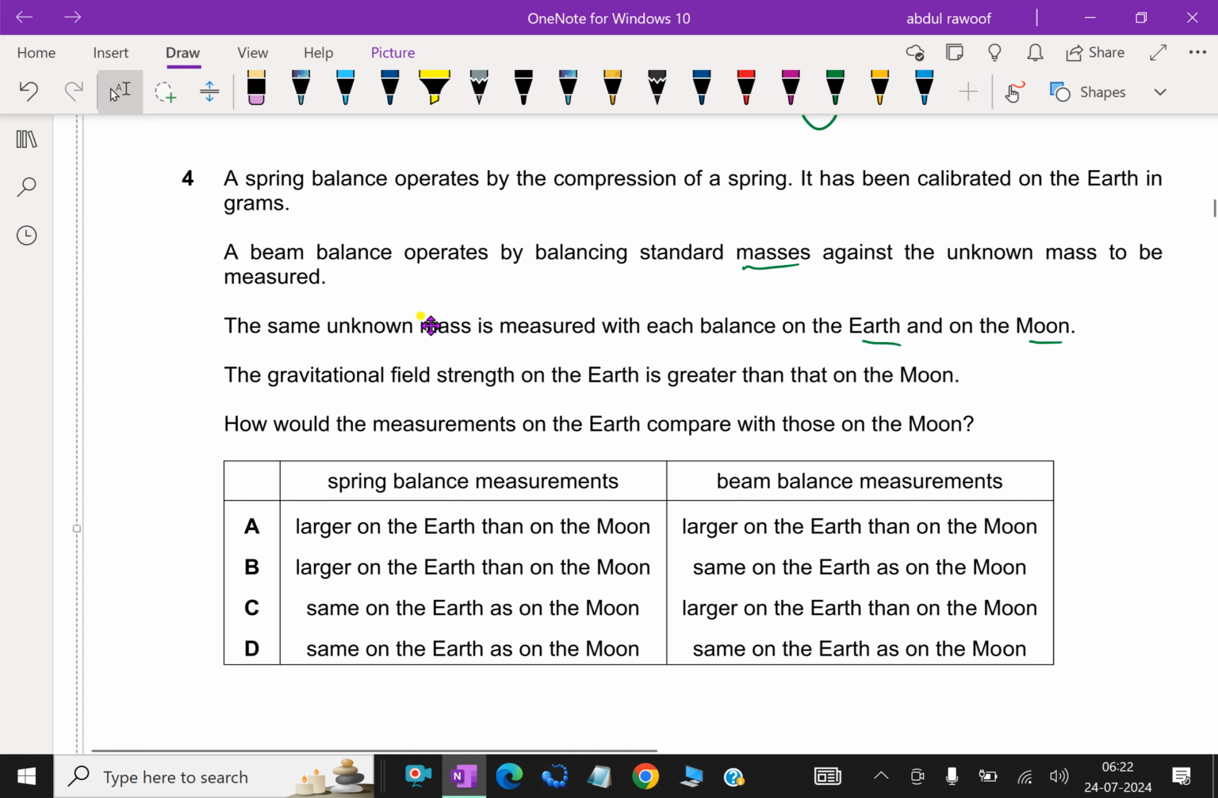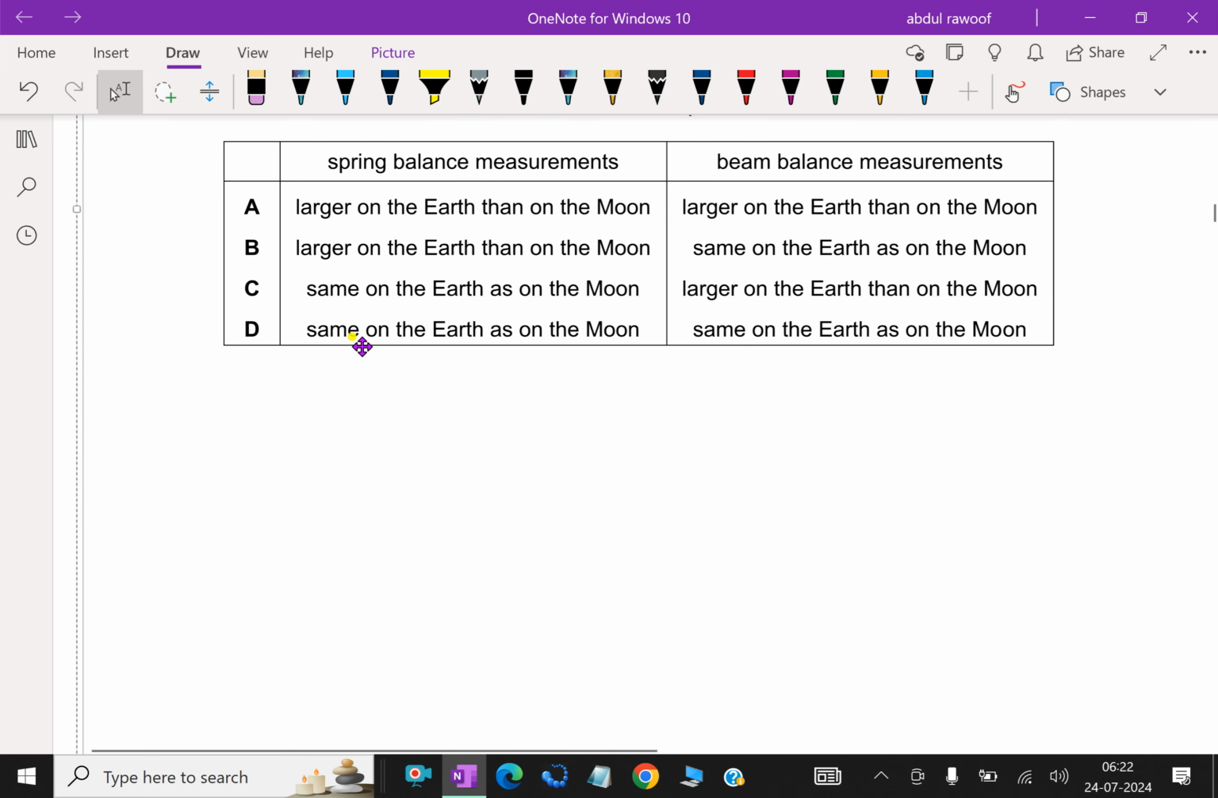So we need the correct one. Look at here, larger on the earth than the moon, that is the spring balance, which shows a larger force on the earth because the gravity is more on earth than the moon. Here, the same on the earth as the moon, that means the mass is the same on any planet irrespective of the gravitational constant, because it is body mass. So the answer is B.